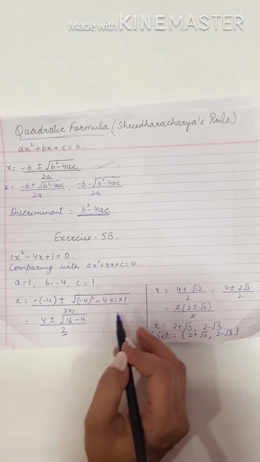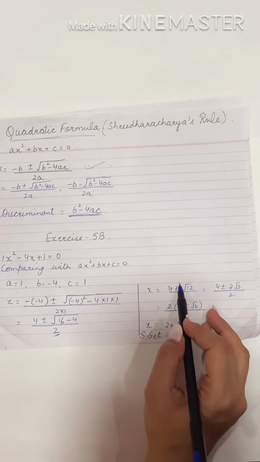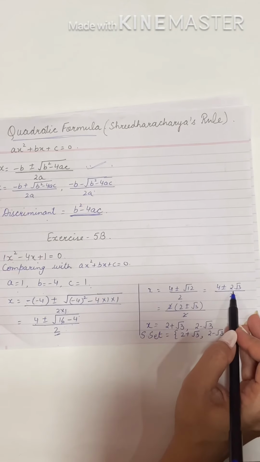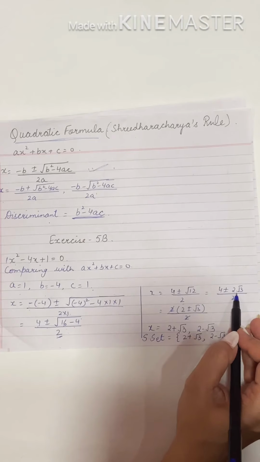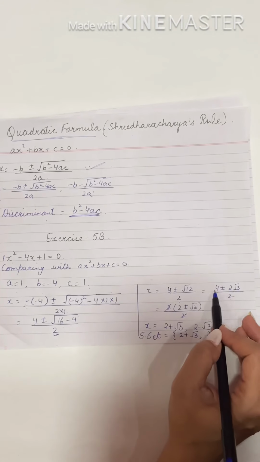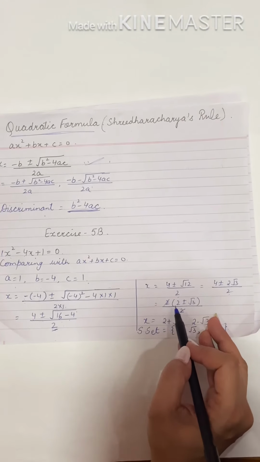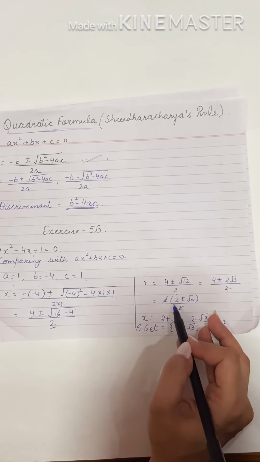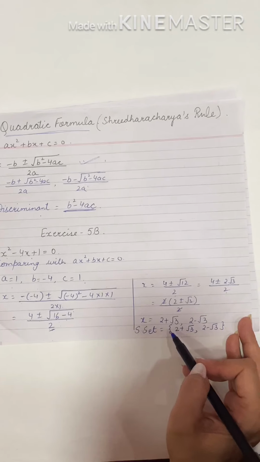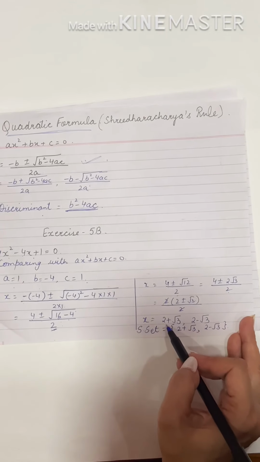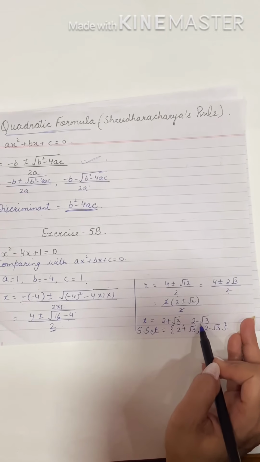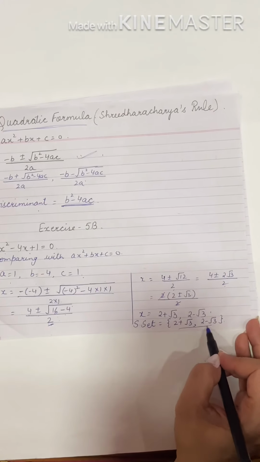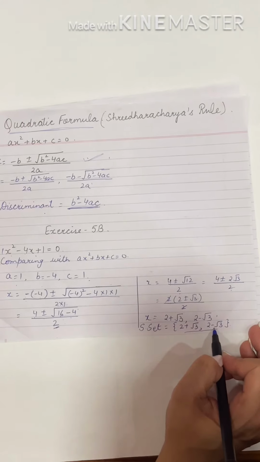Now simplifying it, you will have x equals 4 plus minus square root of 12 upon 2. And you know that square root of 12 can be written as 2 under root 3. From the numerator we are taking 2 common. We are left with 2 plus minus under root 3 divided by 2. This 2 will get cancelled. So we are getting the values of x as 2 plus under root 3 and 2 minus under root 3. So the solution set has these two values, right?